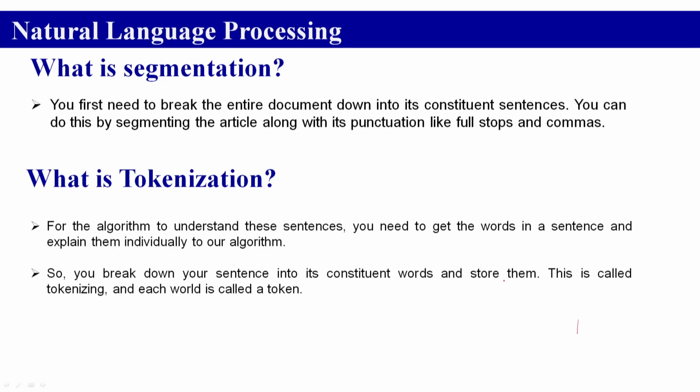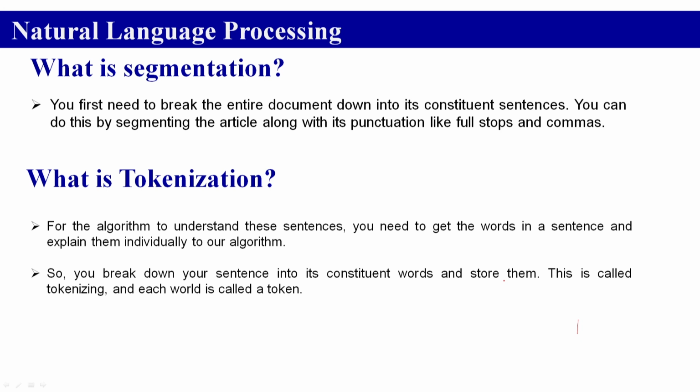Segmentation is very simple, it is breaking the entire document into constituent sentences, and we do this by segmenting the article along punctuation like full stops and commas. That is the best way, right. You can use full stops and commas to segment the article into small sentences. But once you have done that, each sentence can be very big. The computer may not be able to handle it. So what do you do? Then you have to create a token.